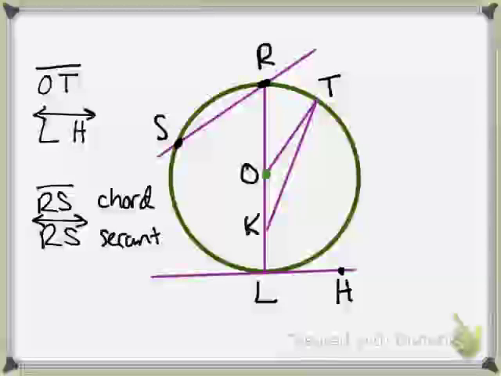What do we call point L? Point L there, what's its name? It has a special name. Point of tangency. It is the point that the tangent line and the circle share. It's called the point of tangency. Okay.